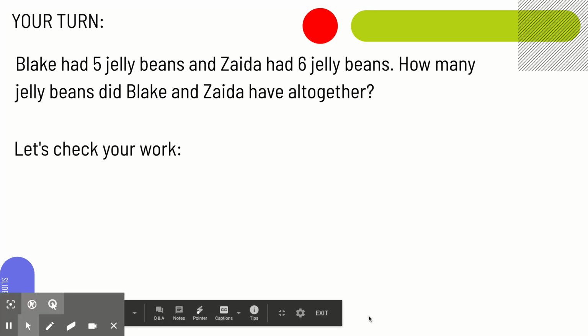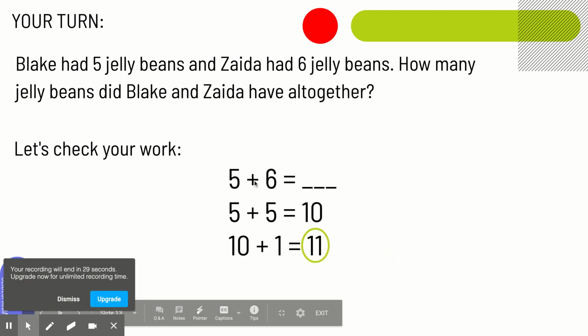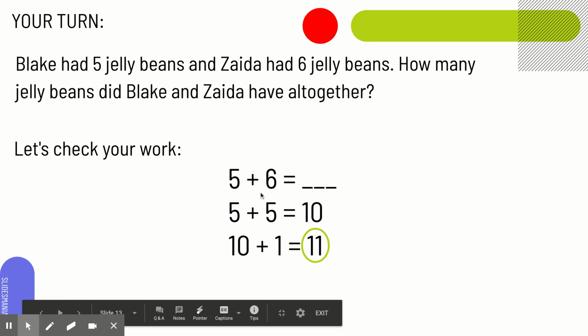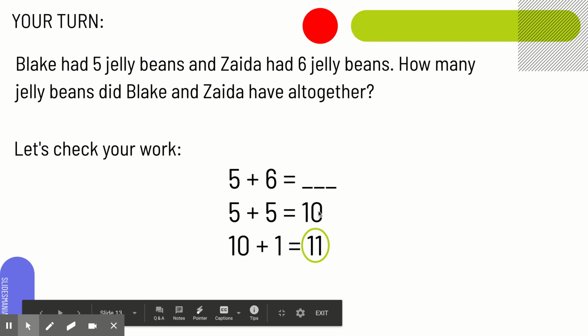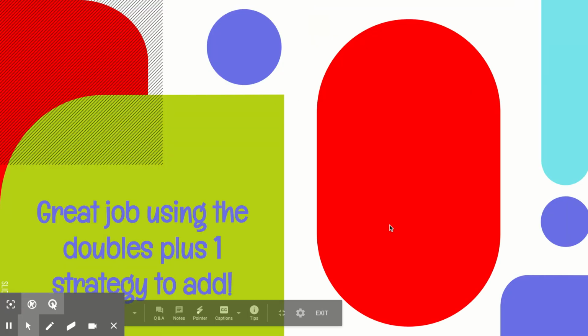All right, let's check your work. So we have 5 plus 6 as our equation, and we know that 5 is a smaller addend, so we use the double. 5 plus 5 equals 10. Then we do our plus 1 strategy. We say 10 plus 1 equals 11. So that is how we figure out 5 plus 6 equals 11. Great job using the double plus 1 strategy to add.